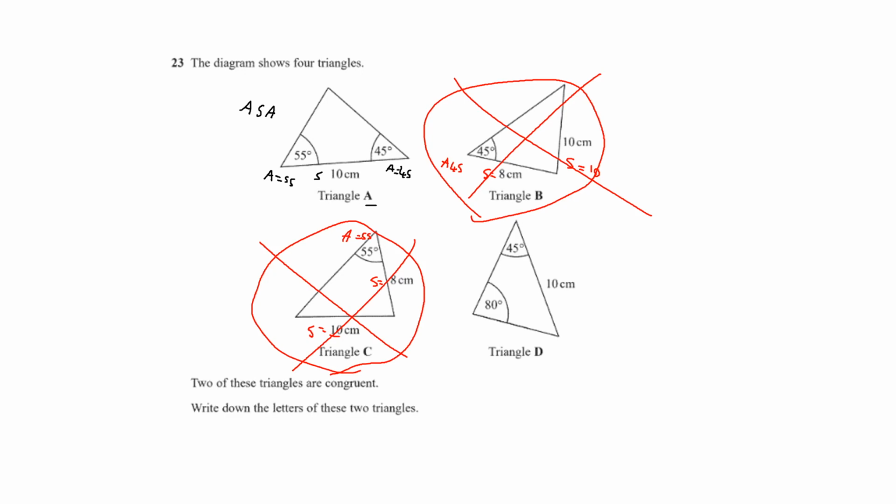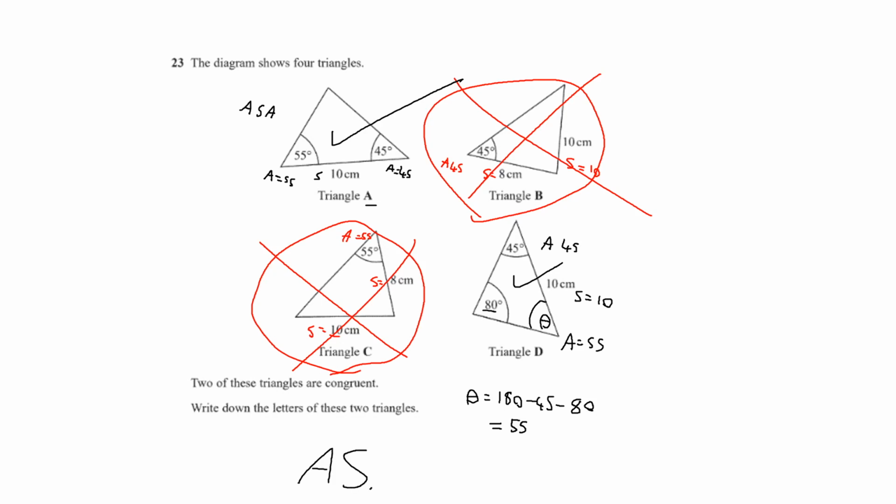Well, not so fast. Let's take a look at D. So we're given that this is 80, right? What is this angle here going to be then? If I call this theta, theta is going to be 180 minus 45 minus 80, which is just equal to 55. So therefore we have an angle of 55, a side of 10, and another angle of 45. So therefore these two are congruent because of angle, side, angle.